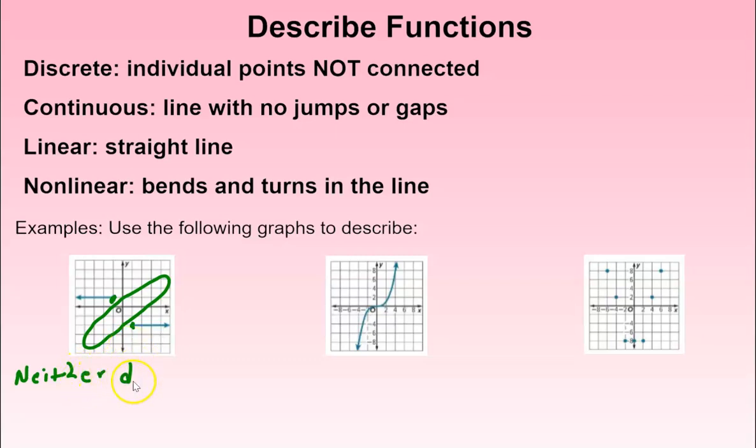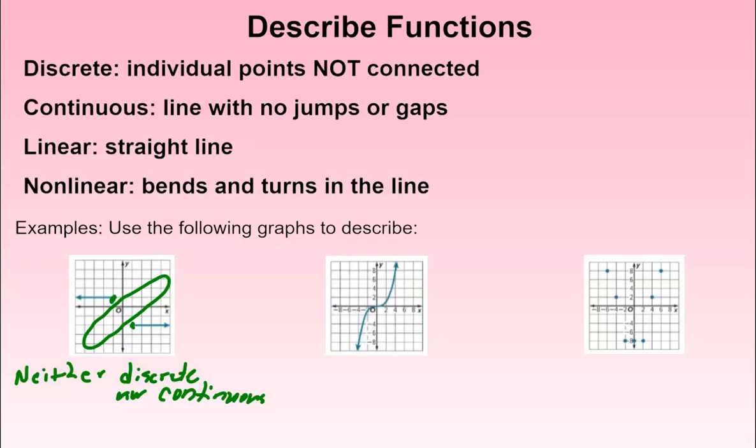So it's neither discrete nor continuous. So you could just say this is discontinuous. It doesn't continue in all the directions. Then we know if we look at the lines that we do have, it does have a straight line.